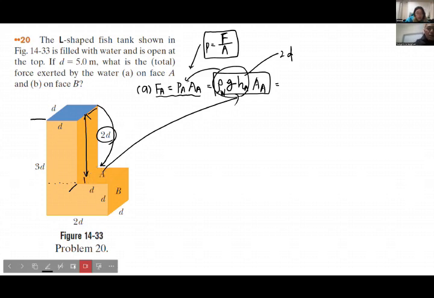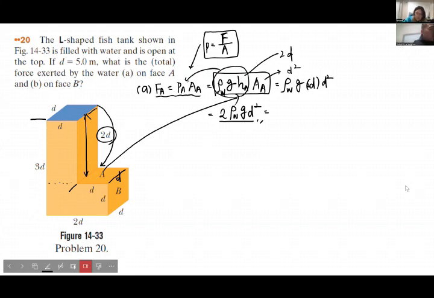Let me just delete it. This is D times D, squared. So that is D squared. So that is rho of water times g times D times 2D times D squared. So now it should be 2 rho_w g D cubed. Okay. So I'm going to give you just the formula and you plug the numbers into this equation and tell me how much you got, right?